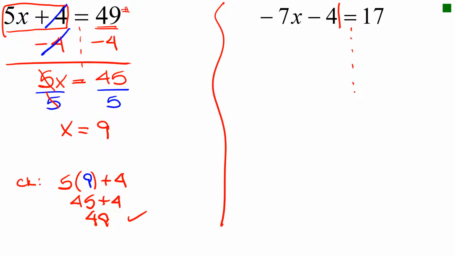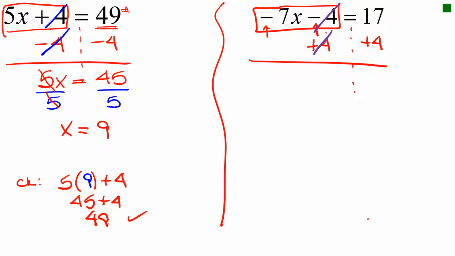Second problem, we've got again on the left-hand side, that's the side that has the plus or the minus, so that's where we start. Now remember, this is negative, this is minus, and the only reason this is negative is because there's nothing in front of it. So it's negative 7x minus 4. So we need to take care of the minus 4 first. So we're going to add 4 to both sides. The negative 4 and 4 cancel, leaves me with a negative 7x. Bring down the equal sign. 17 plus 4 is 21.